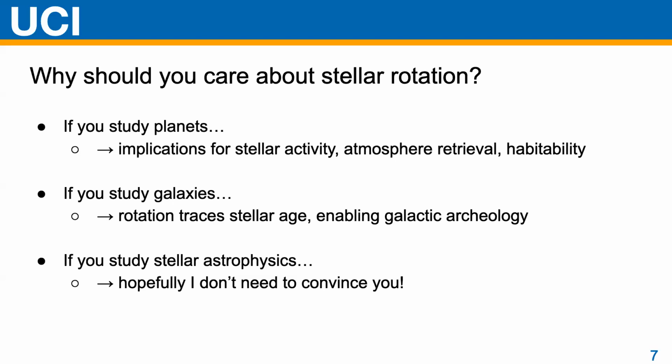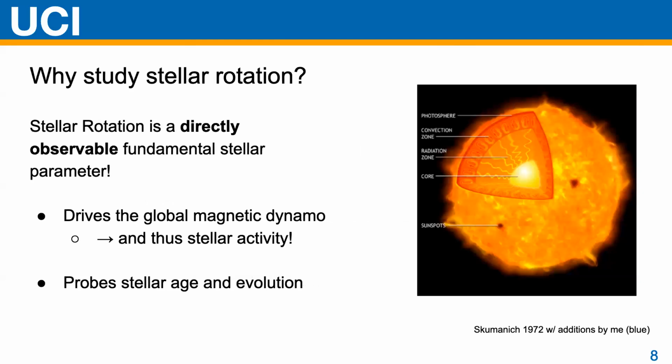If you're not a planet person, you're more into galaxies, awesome. Rotation is a tracer of stellar age. It enables galactic archaeology and gives us a whole new perspective to study young clusters and moving groups. And if you study the in-between, the stellar astrophysics, hopefully I don't have to convince you, because that's what we're going to talk about today.